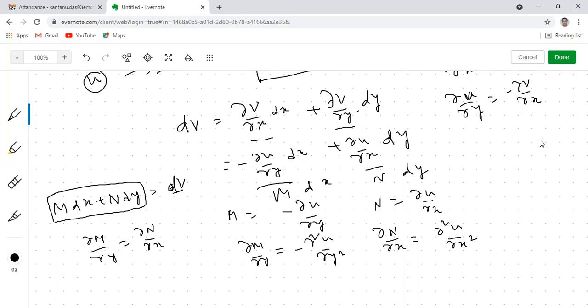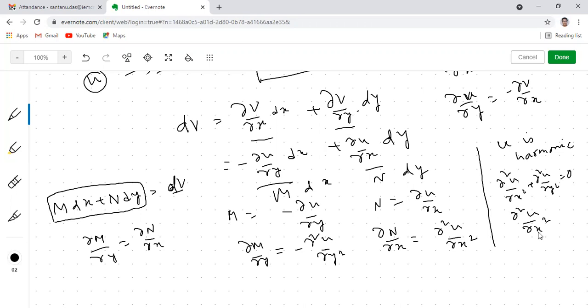Now, since f(z) is analytic, as given here, both the real and imaginary parts will be harmonic functions. So since u is harmonic, it will satisfy the equation del 2u del x squared plus del 2u del y squared equals 0. That means del 2u del x squared is the same as minus del 2u del y squared. So del 2u del x squared is here del n del x, and minus del 2u del y squared is here del m del y.